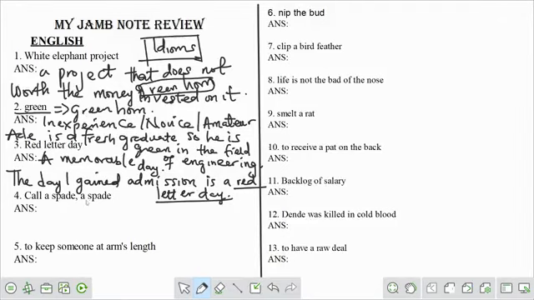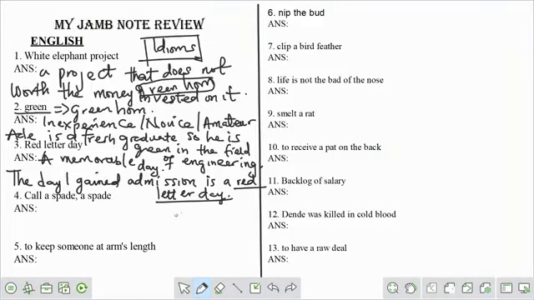Now let's go to another one: call a spade a spade. A spade is just like a shovel. A spade is a digging tool, just like a shovel. So whenever you see spade, call a spade a spade. Now let me tell you something about idiom.